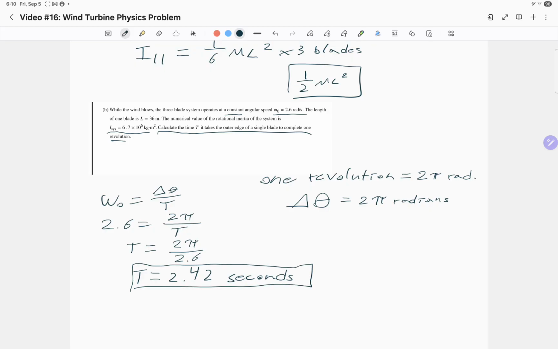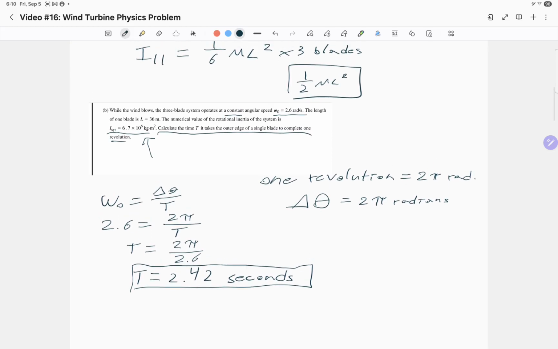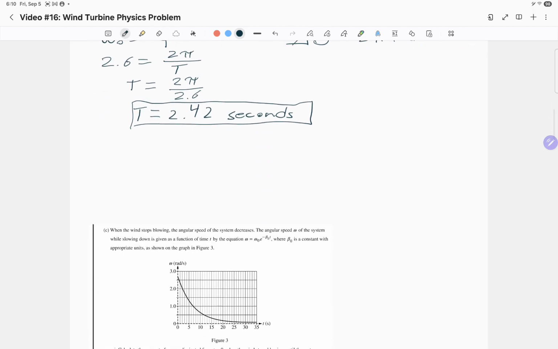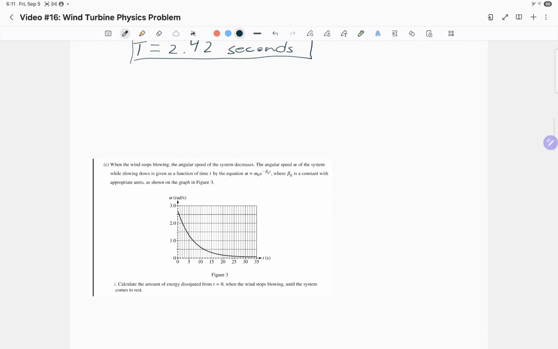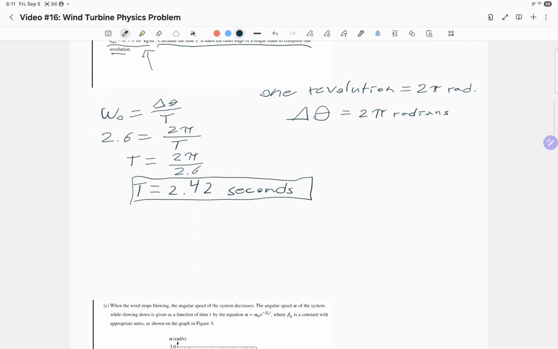So the hardest part of this question is just making a unit conversion from revolutions to radians, and that's pretty trivial in my opinion. This question also confuses you by giving you the inertia of the system, which I think we use later, or I would hope you use later, because otherwise they just give you information you don't need. But besides that, that was a pretty easy question. Let's move on.